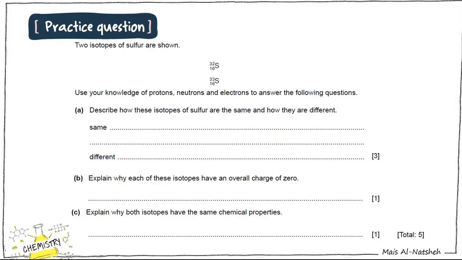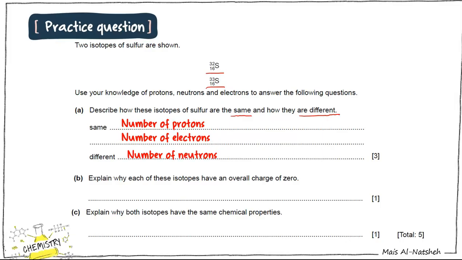Now, another question. Two isotopes of sulfur are shown, sulfur 32 and sulfur 33. Use your knowledge of protons, neutrons, and electrons to answer the following questions. Describe how these isotopes of sulfur are the same and how they are different. Both isotopes have the same number of protons and the same number of electrons, but they have different numbers of neutrons.